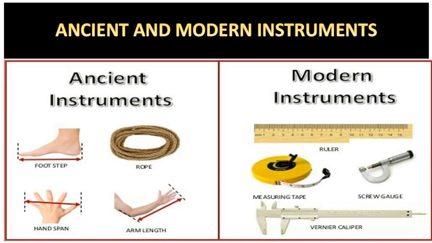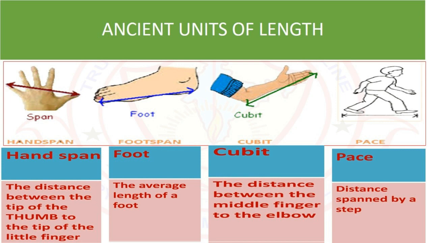Do you know, in olden days, people did not have modern instruments. They were using their hands and feet for measuring the length. Span, foot, cubit, pace are the ancient units of length. Handspan is the distance between the tip of the thumb to the tip of the little finger.